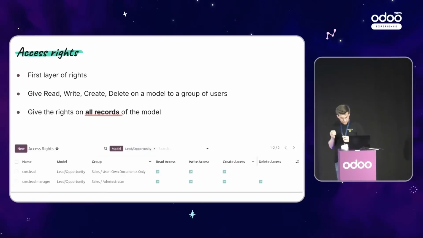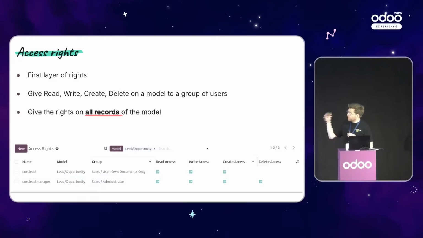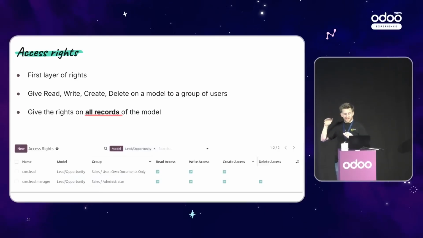So, records. In Odoo, you have two types of access right management. You have first the access right. It's the first layer of rights in Odoo.